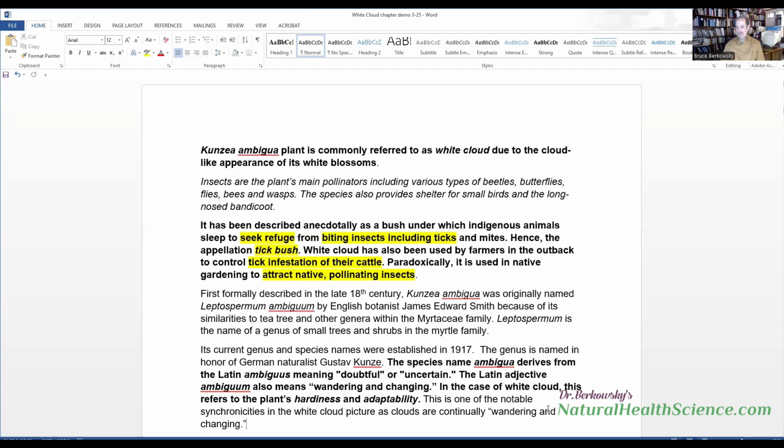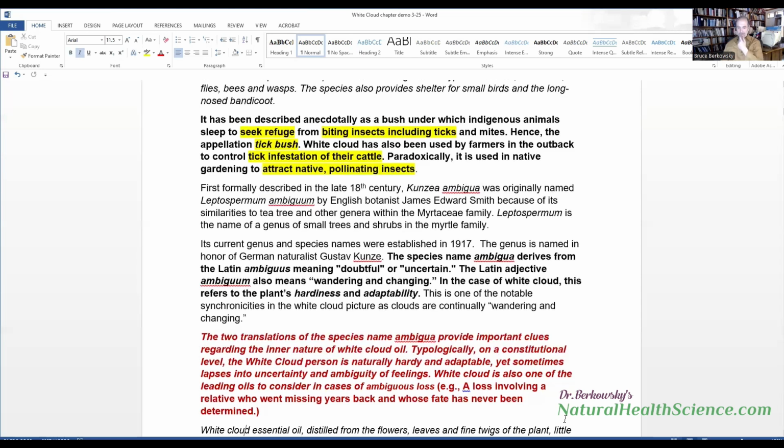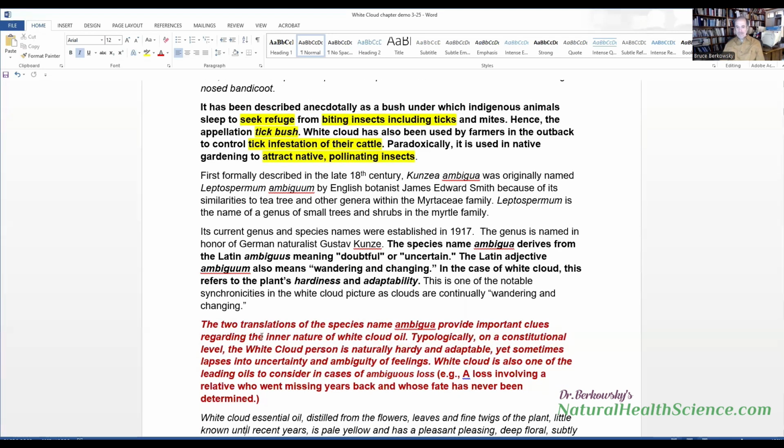from the species name. But there's one other thing, and I'm not going to go into this today, but I'll just mention this real briefly. The two translations of the species name ambigua provide important clues regarding the inner nature of white cloud oil. Typologically, on a constitutional level, the white cloud person is naturally hardy and adaptable.